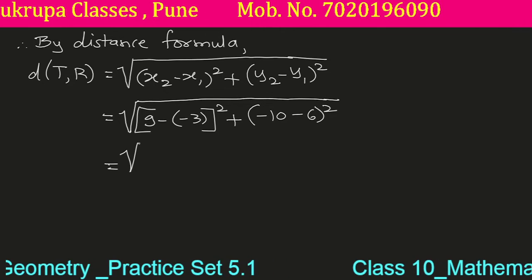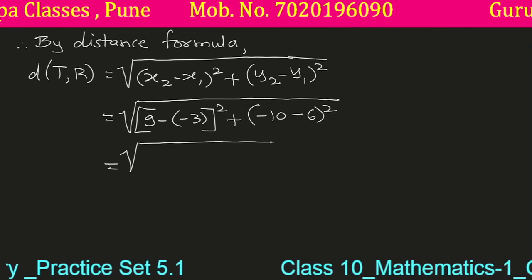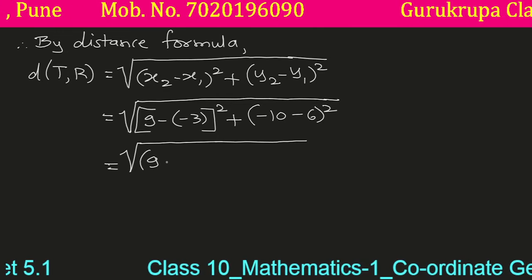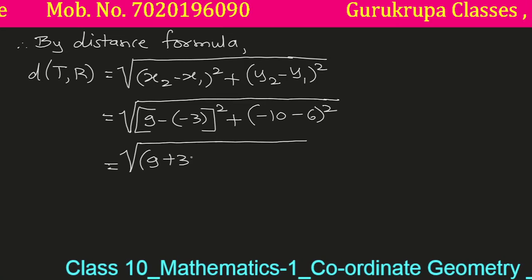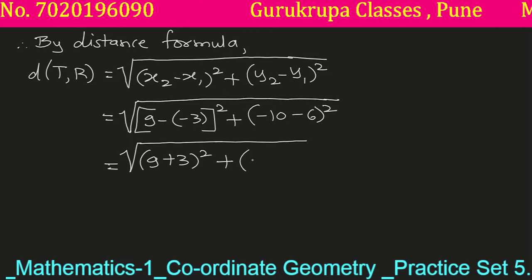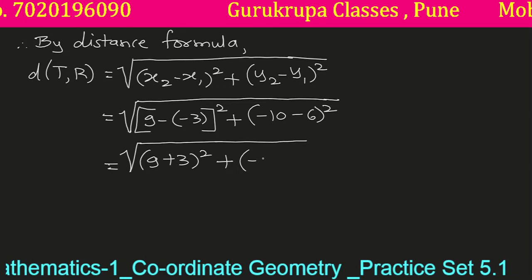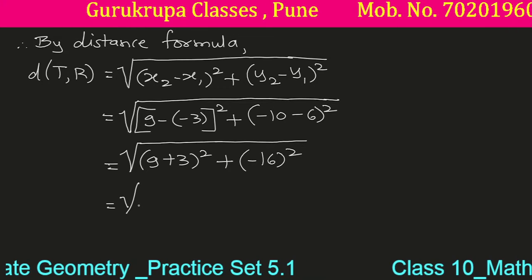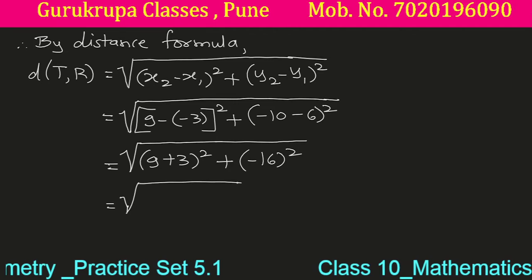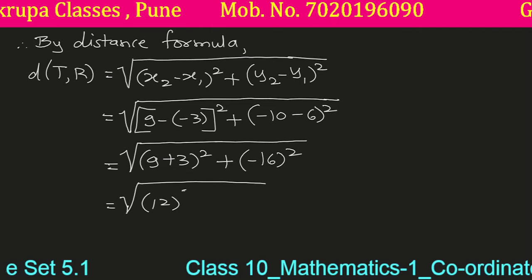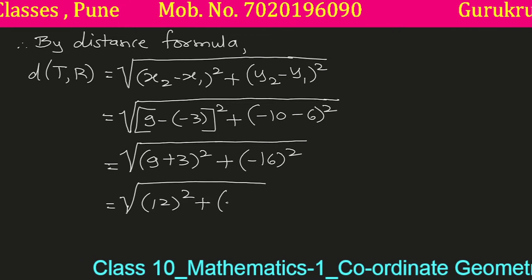So now here we solve these brackets. First we get 9 minus minus 3, so 9 plus 3 whole square. In the second bracket both are negative, so we get a negative answer. Addition of 10 and 6, negative 16 we get here. So the square root of 9 plus 3, which is 12, so 12 square plus minus 16 square.